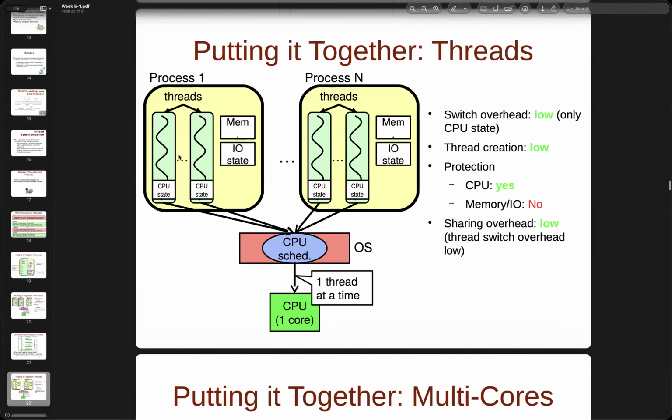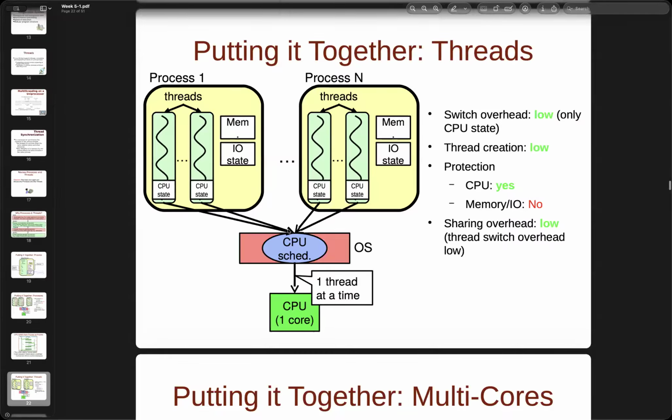So all the processes are multi-threaded right here. When we're loading and multi-threading, like P1, P2, up until PN, for the switch overhead we're getting the load only in the CPU stage. This time I have one thread at a time, so it also creates the load, like thread creation, and also the protection is CPU, but not for the memory.